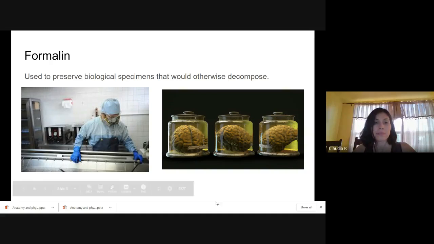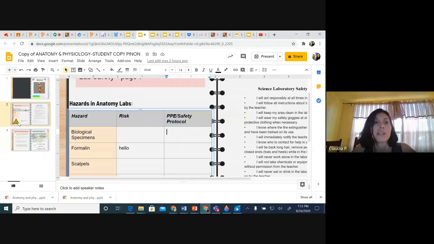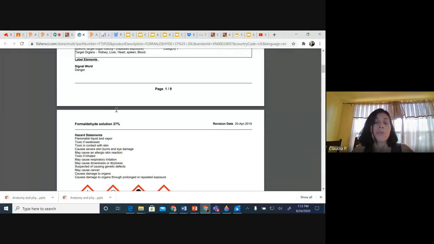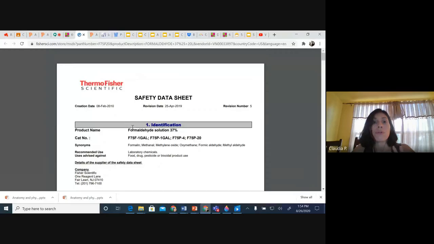So I'm going to show you the risk. Remember that in your PowerPoint, I showed you this little hazard symbol. So we're going to go to that, and I'm going to show you mine. If we open it, you will have a copy of this already in the presentation. This is basically the safety data sheet for formaldehyde, which is the stronger version, also known as formalin. Right here, you can see it as well.